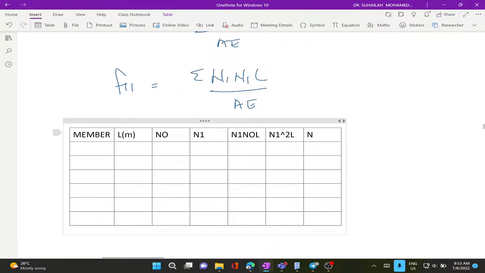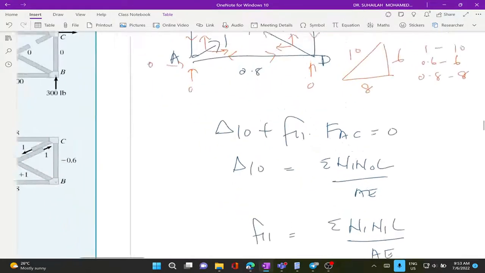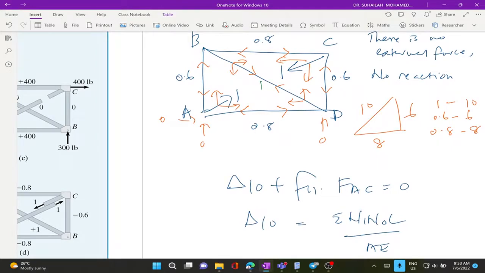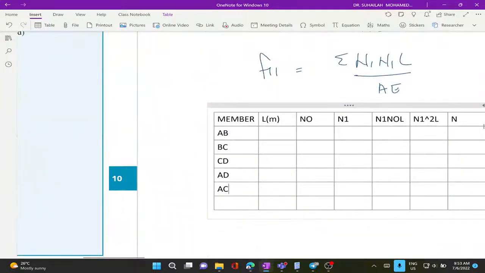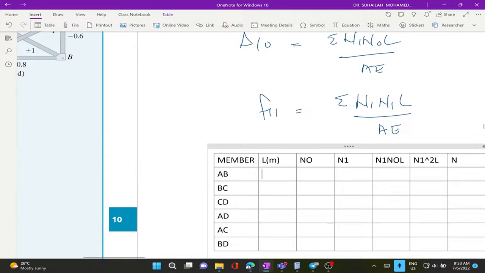Okay, we should list all the members. We have AB, BC, CD, AD, AC, as well as BD. For the lengths: AB is vertical, 6 meters. BC is horizontal, 8 meters. CD is again 6 meters. AD is 8 meters. And the other two, the diagonals, are 10 meters.